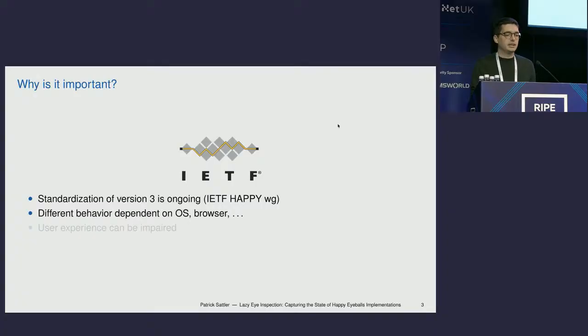What we see is that different browsers and OSs behave differently and implement different versions of it, and that has a different impact on how the user experiences specific network conditions. And in certain edge cases, we also see that there is significant user impact.